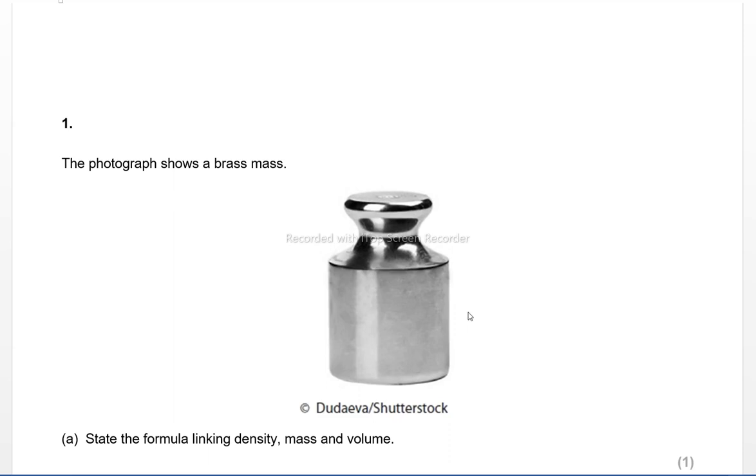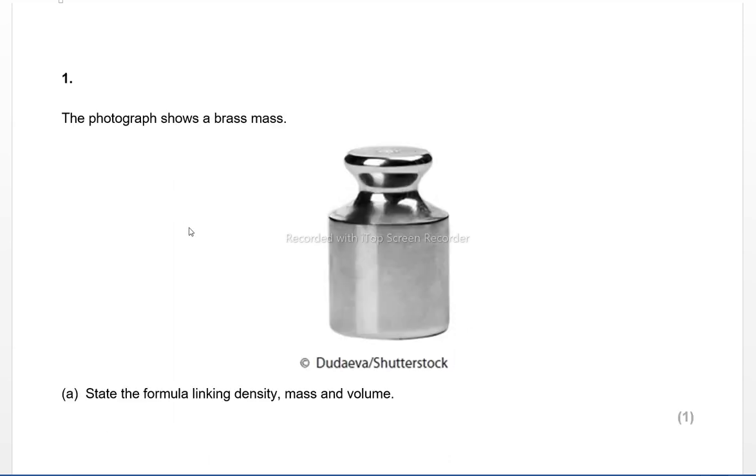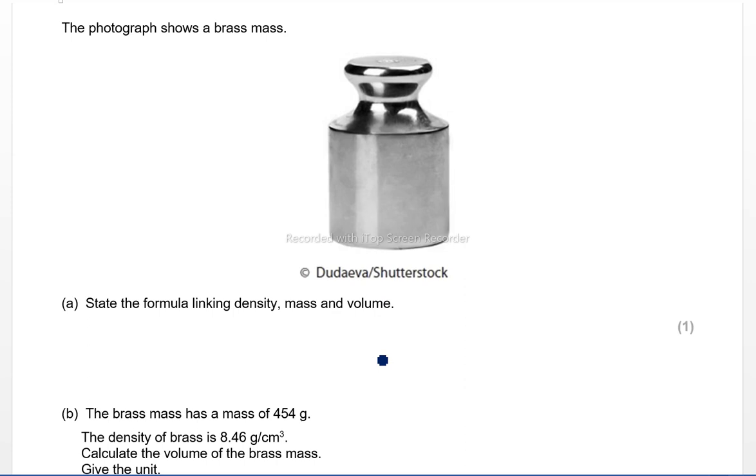Okay, right. We start with question number 1. The photograph shows a brass mass. State the formula linking density, mass and volume. I assume you can remember these things when we have learned. It's not a harder question, it's a very easy question. So the way you do is this. The equation is the density is equal to the mass divided by volume. Okay, so if you write in symbols, rho is equal to m over V.